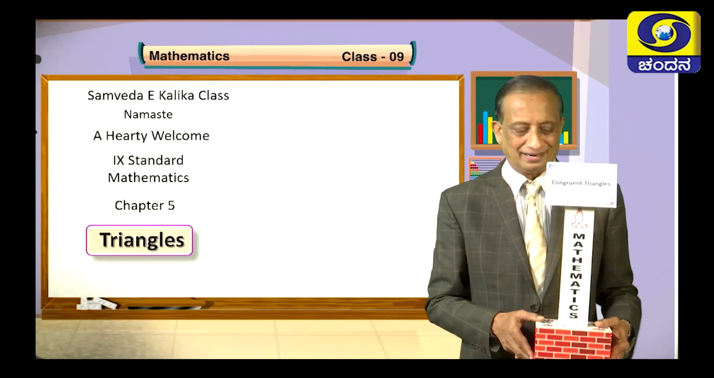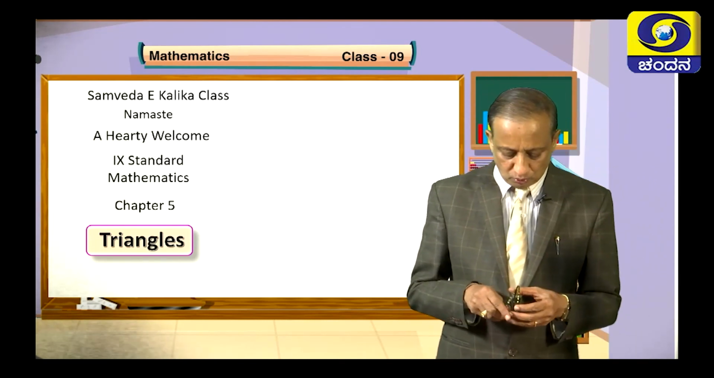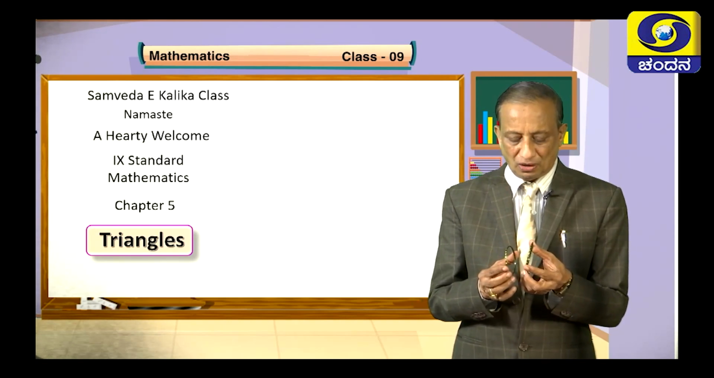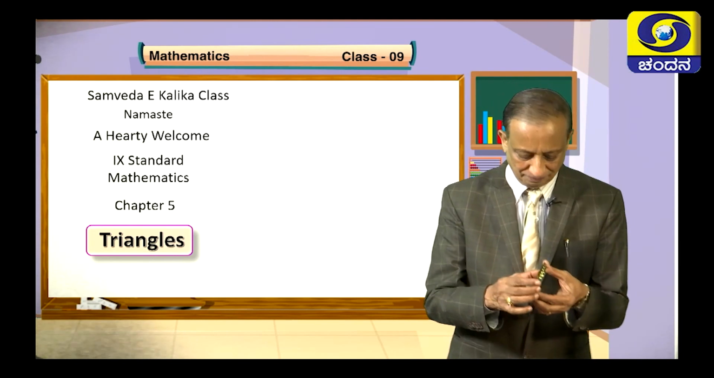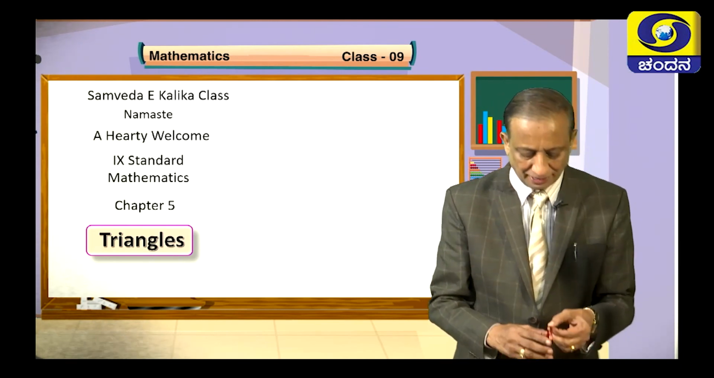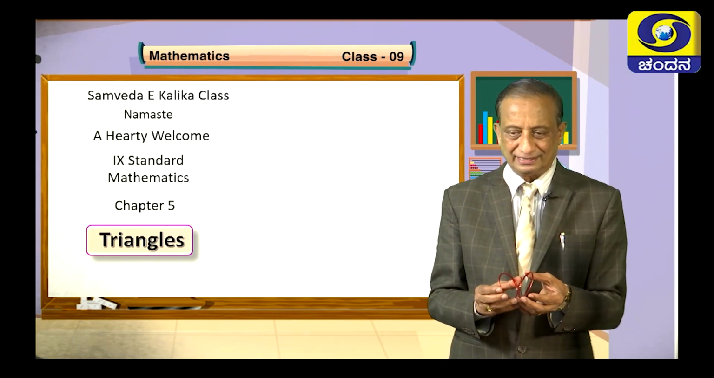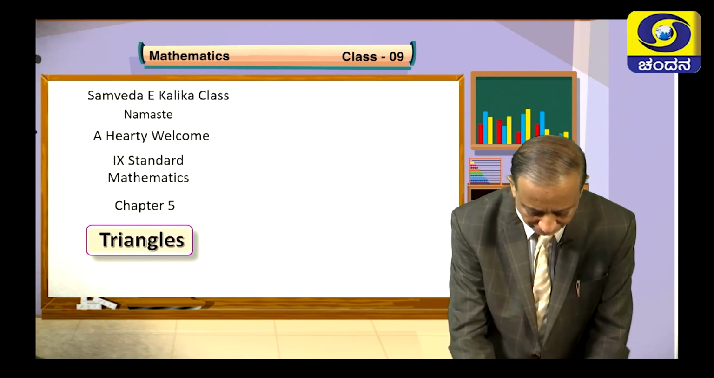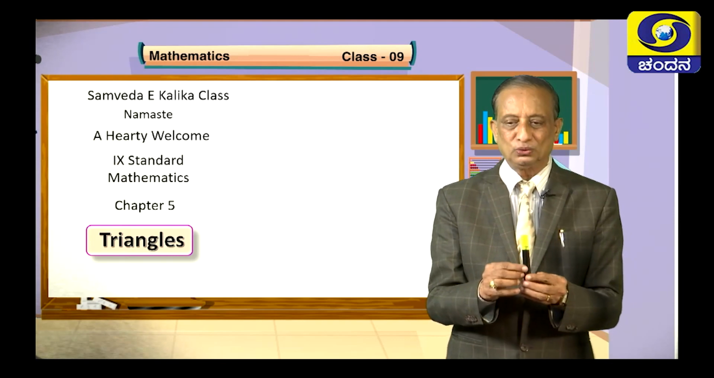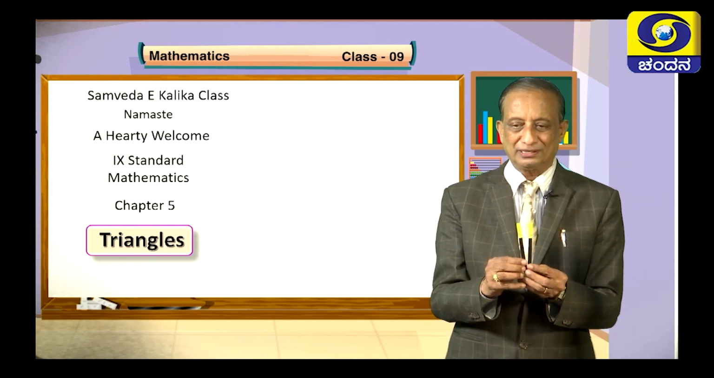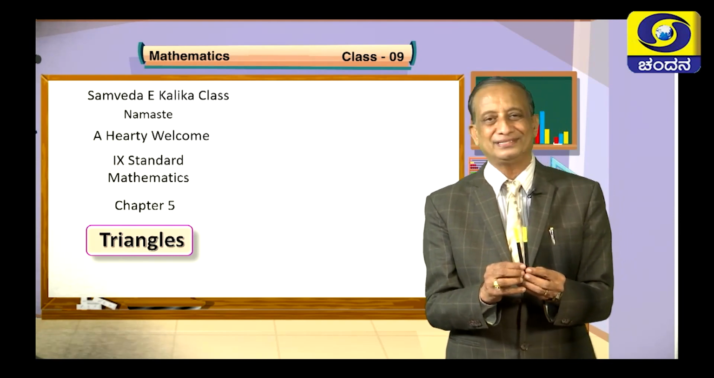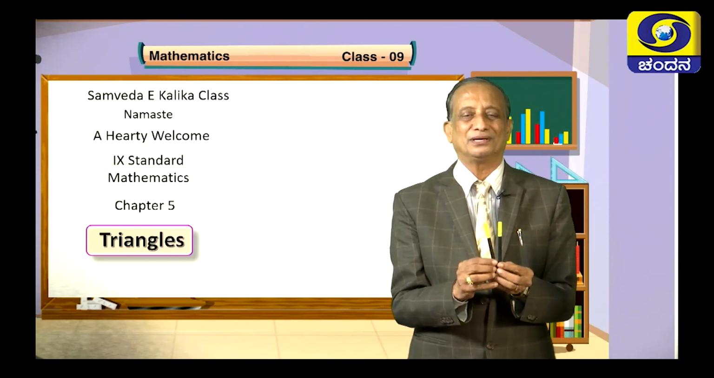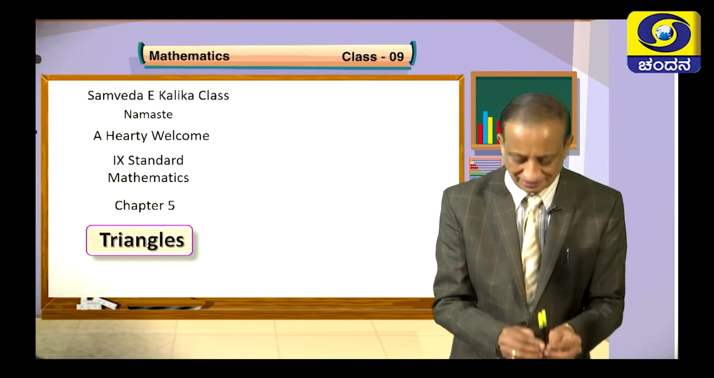Okay, we will start. Here are two glass bangles which are congruent to each other. These are another pair of bangles in red color. These two are also congruent to each other. Here are two sketch pens which are again congruent to each other. So we can see many objects around us which are congruent to each other.